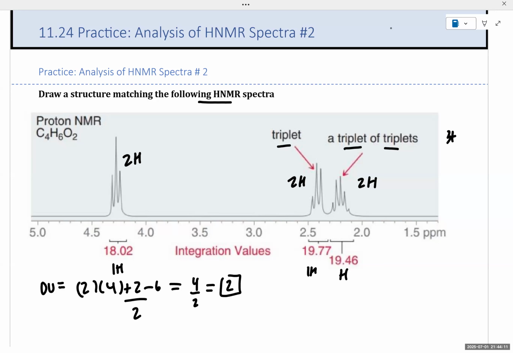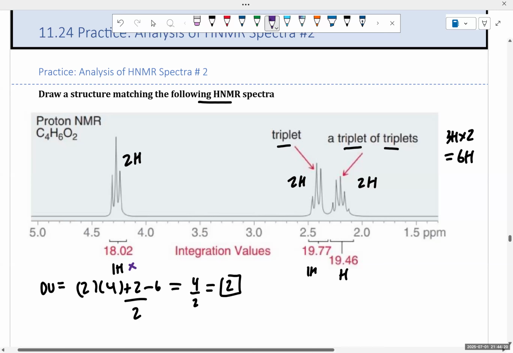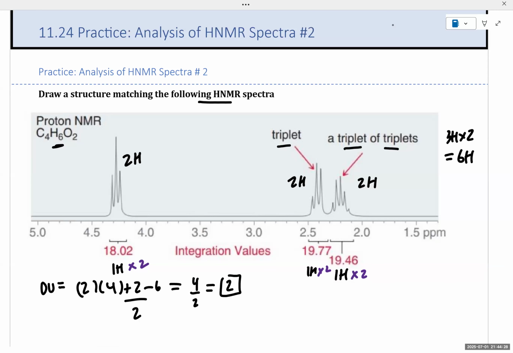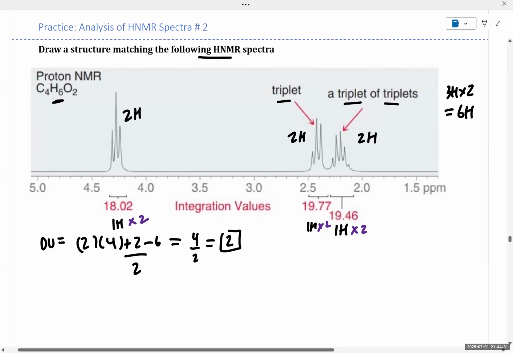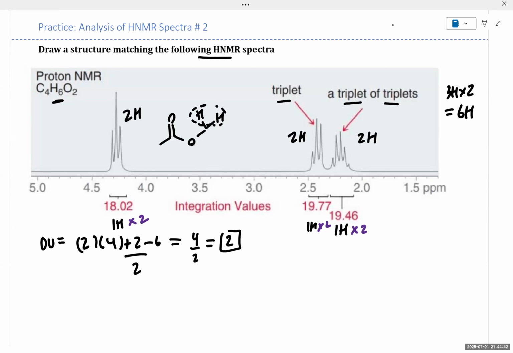You can also reason it by the fact that 3 hydrogens times 2 gives us 6. So I just multiply all of the hydrogen counts by 2 so that the total number of hydrogens matches the number of hydrogens in our formula. Okay, so this 2 hydrogen fragment at around 4 suggests a proton that's attached to a carbon adjacent to an alcohol. Considering that this is a triplet, it's adjacent to something else.